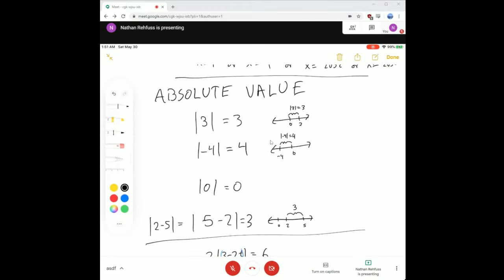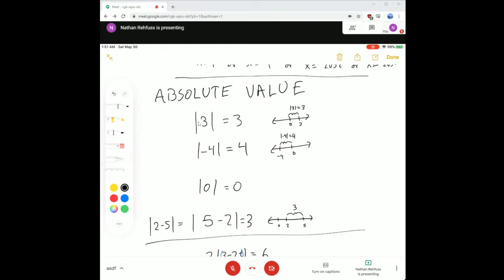And absolute value is, well, fundamentally, it's an expression of distance. It's also an operation we can do to numbers. Let's talk about what the operation means and then get into why it means distance. So the symbol for absolute value is two vertical bars, and it's a grouping symbol. It groups whatever's inside of it together.